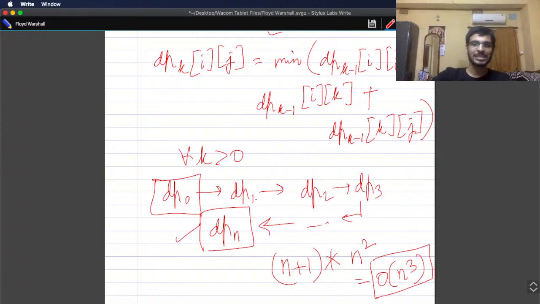Now suppose you say that dp1 is equal to dp2. Can you terminate the process here?